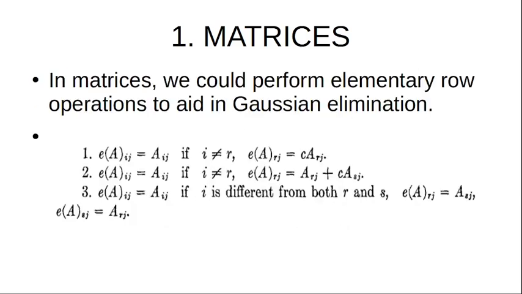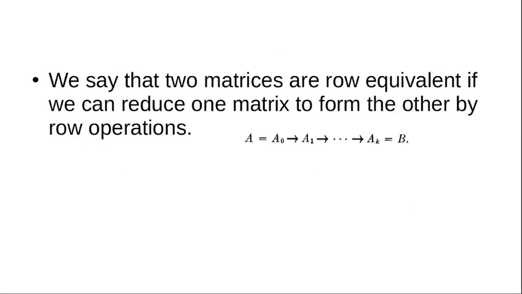Now, matrices. In matrices, we can perform elementary row operations to aid in something called Gaussian elimination, which we'll talk about later. What do we mean by elementary row operations? They are operations performed on rows to make them appear in a simpler manner, and we'll talk about that simpler manner later on. What are the elementary row operations? Number 1, scalar multiplication. Number 2, addition of two rows. And number 3, swapping rows.